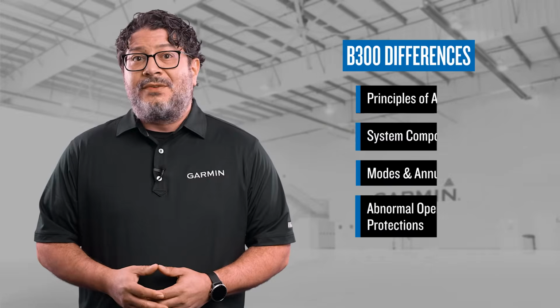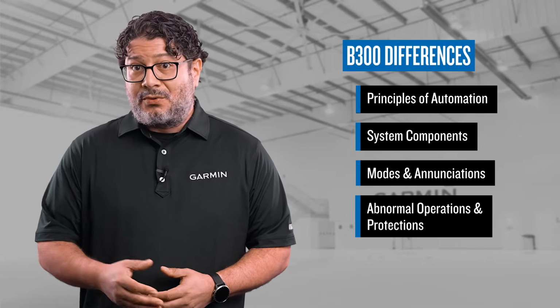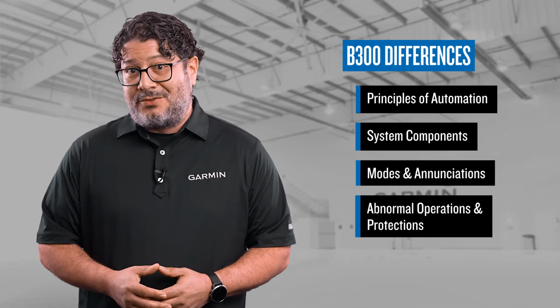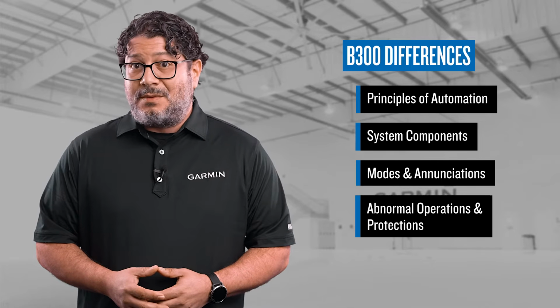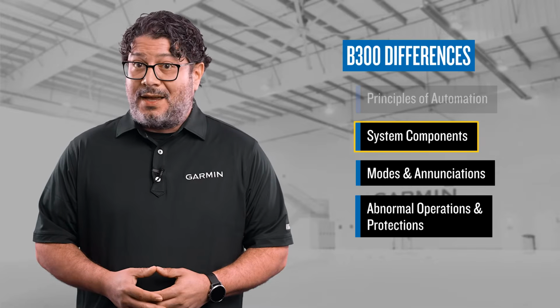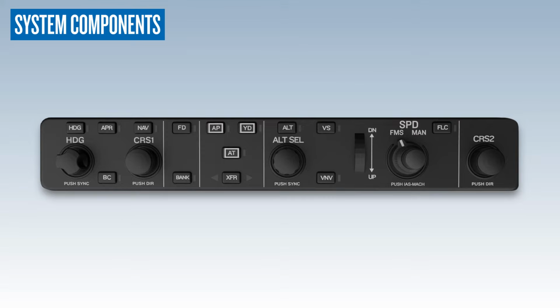For the B300 Differences training, we'll revisit the primary topics that we covered in the B200 Autothrottle training and discuss the similarities and differences you'll find in the B300. Since the principles of automation management remain the same, regardless of what autopilot or autothrottle system we're flying, we'll begin with system components. For the B300, the autopilot mode controller will be the same found in the B200.